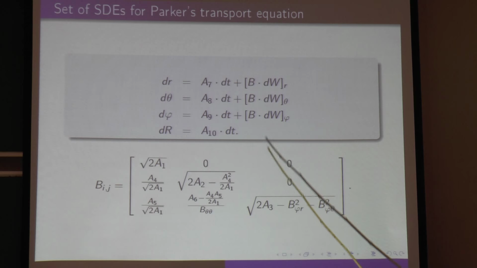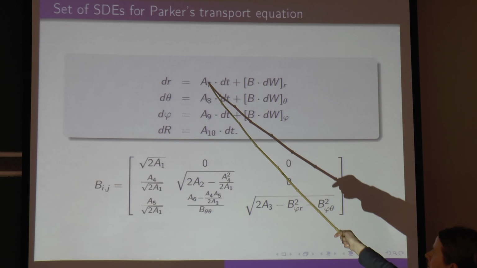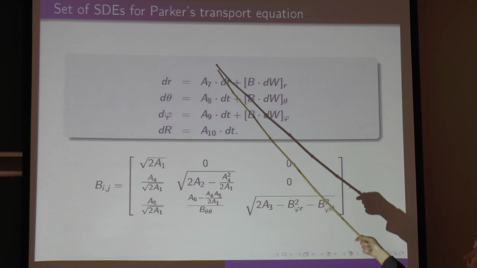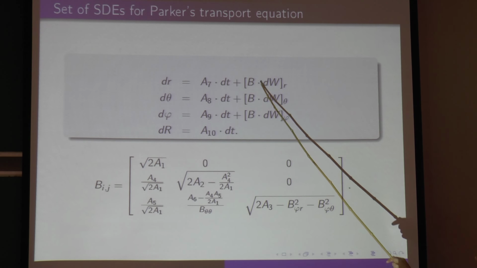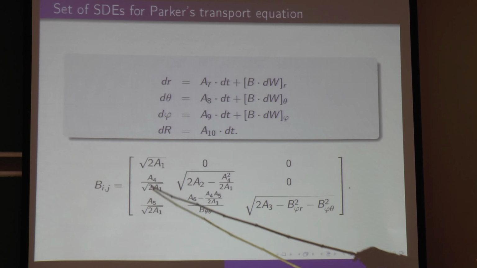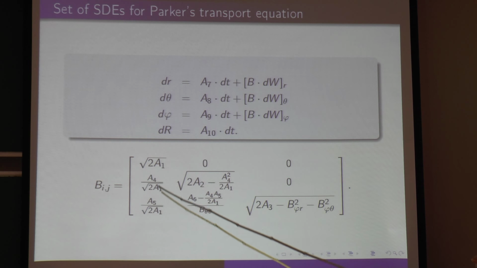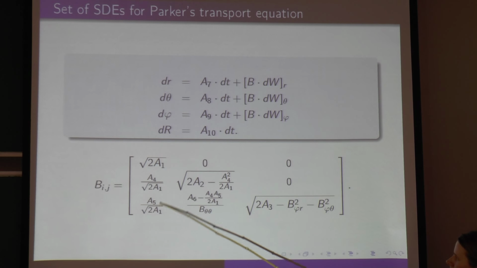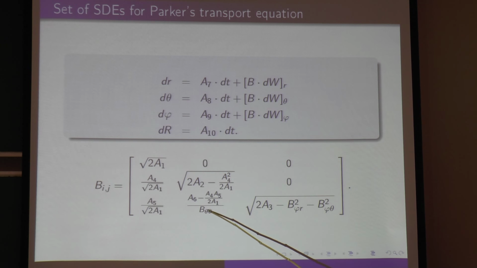But we still don't know what this B is. Here it is. These are the coefficients which were earlier, and B is the matrix in this form. It is the lower triangular matrix, depending on these coefficients. Is it possible to derive this B somehow from something? Yes. Maybe I skip.